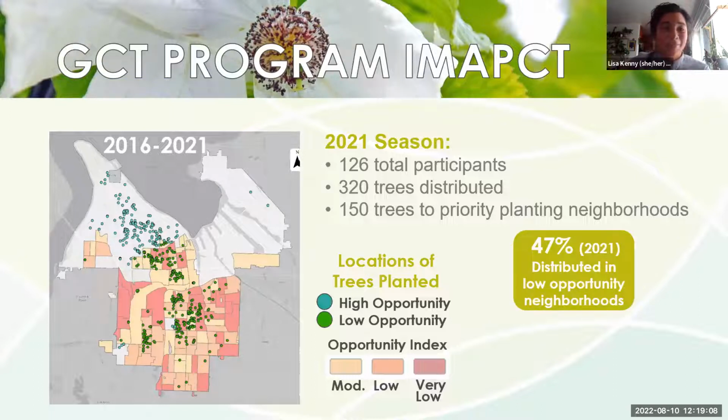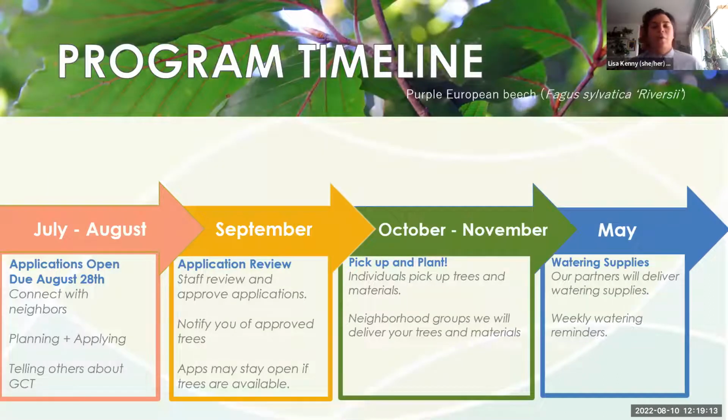Excellent. Let's keep going, right? So I wanted to talk about the program timeline a bit. Applications opened in July. They'll remain open through August 28. And during this time, you can be connecting with your neighbors, telling other people about Grit City Trees. You can be planning your planting project, and then applying.